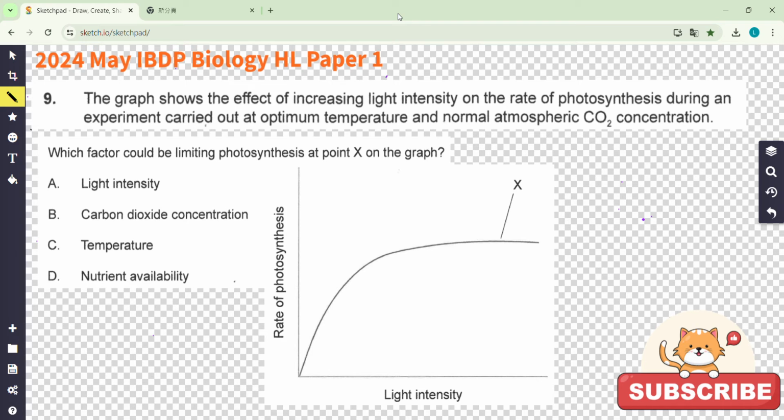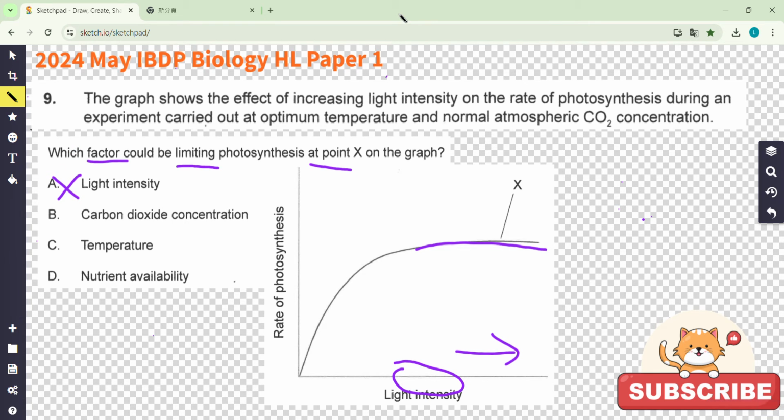Number 9 is about, look at the question wording, okay? Limiting factor, okay? At the point x it gets flattened, okay? So first of all, which one must be wrong? Light intensity can't be the limiting factor. It is increasing, right? It keeps on increasing, okay? How can it be the limiting factor? So that one is not connected.